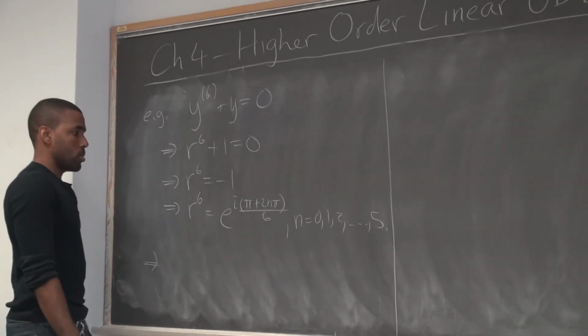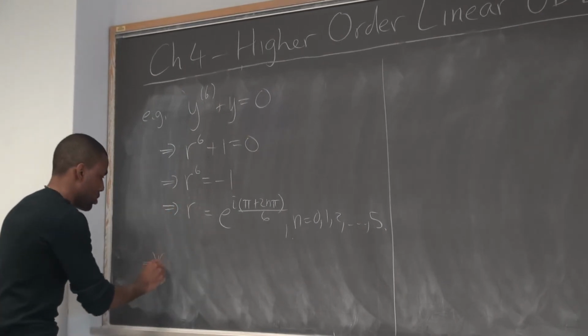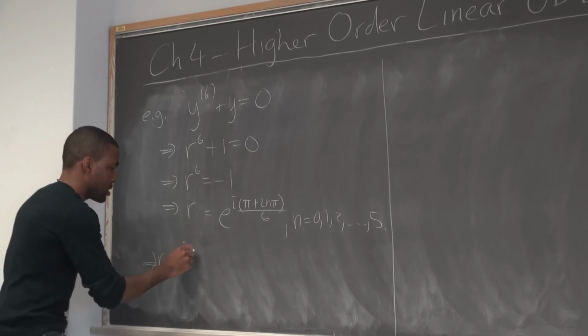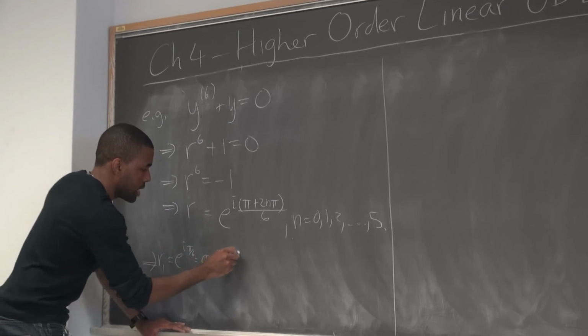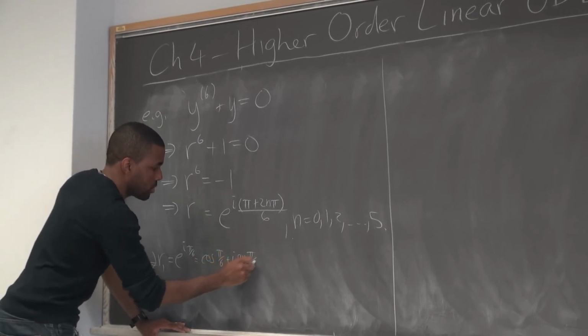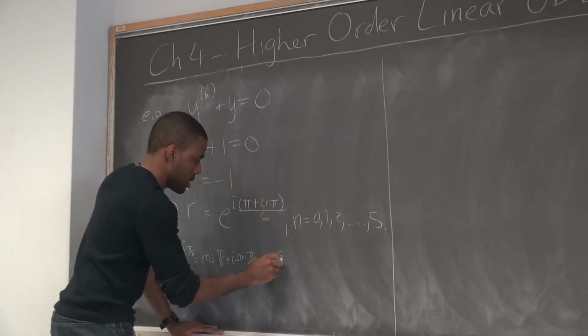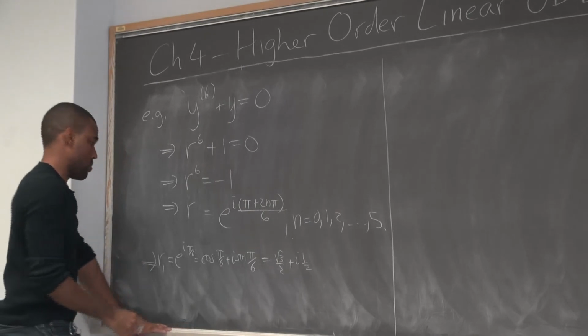So what would we have here? My first solution would be what? e to the i pi over 6, right? Which is cosine pi over 6 plus i sine pi over 6. Cosine pi over 6 is radical 3 over 2. Sine pi over 6 is a half.